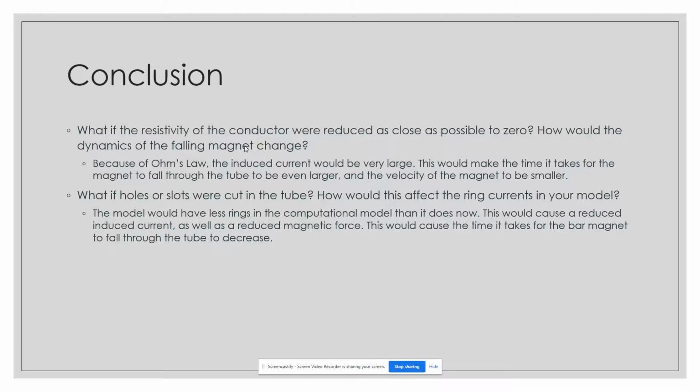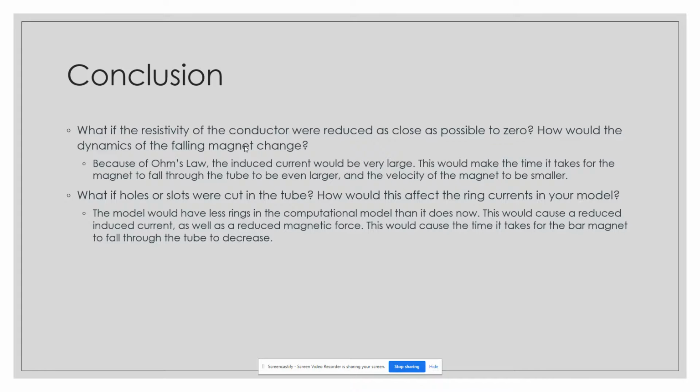Essentially, the resistivity is reducing some of the effectiveness of the conductor to hold a current. And so if you reduce that resistivity, the current goes up. This means that the force acting against the magnet would increase, meaning that the magnet would fall at a slower rate.